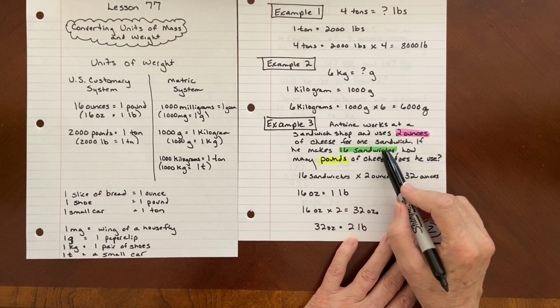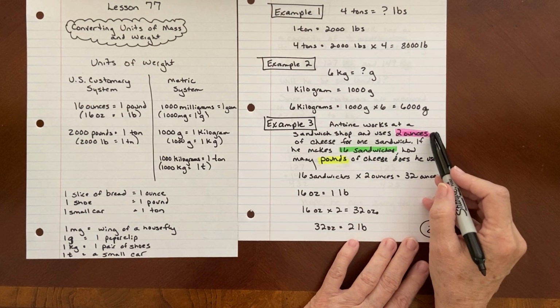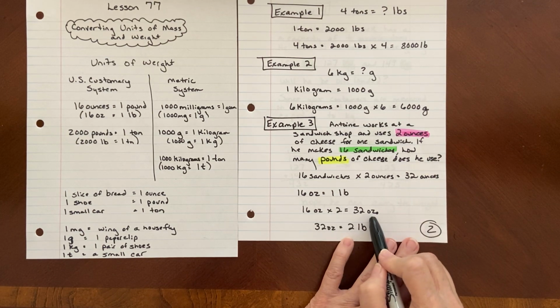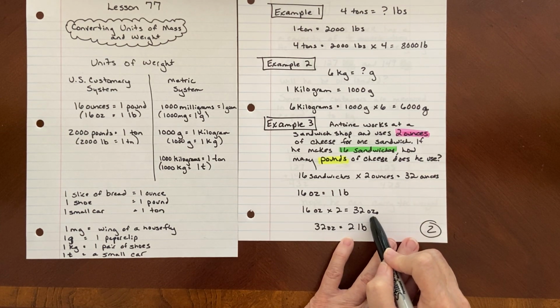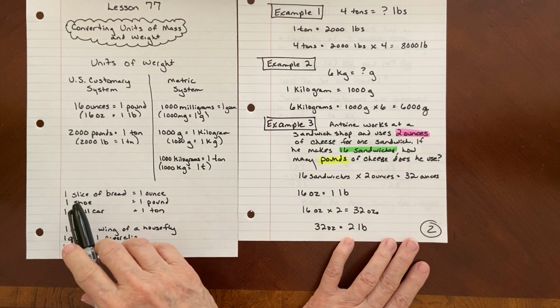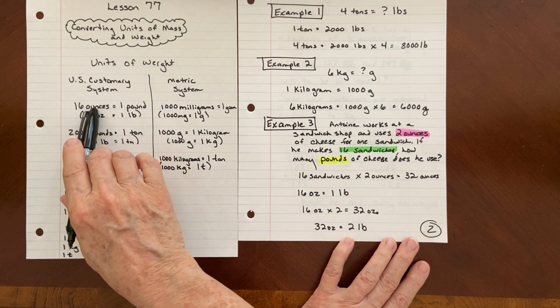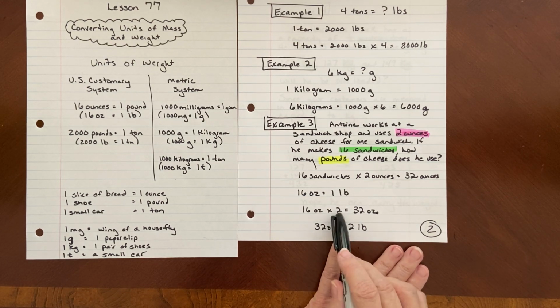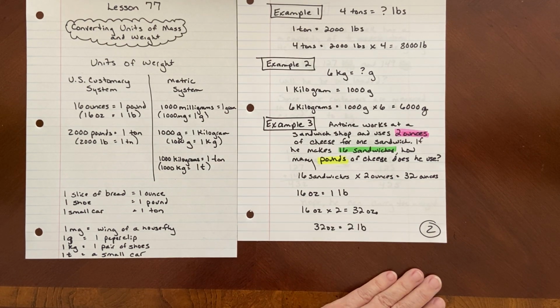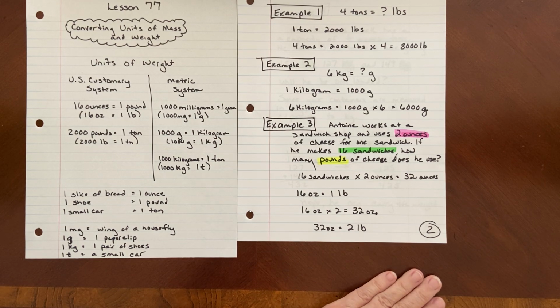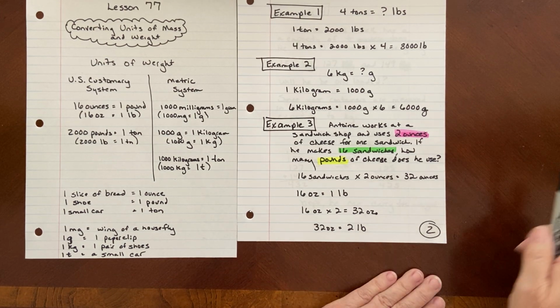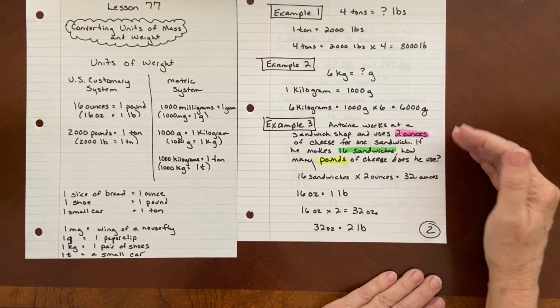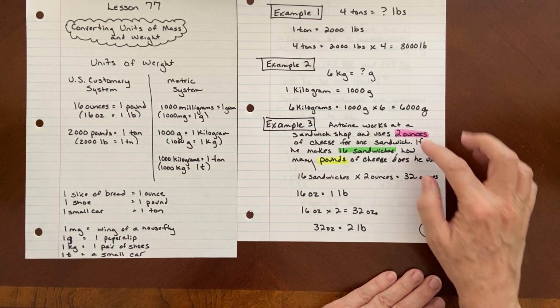So if I have 16 sandwiches and I use 2 ounces on each, I'm going to use 32 ounces, right? All right, so I come over here and I know that 1 pound is 16 ounces. And so 2 pounds would also be 32 ounces. So 32 ounces is 2 pounds, right? So that one sounded trickier than it was. It was definitely a couple of steps.